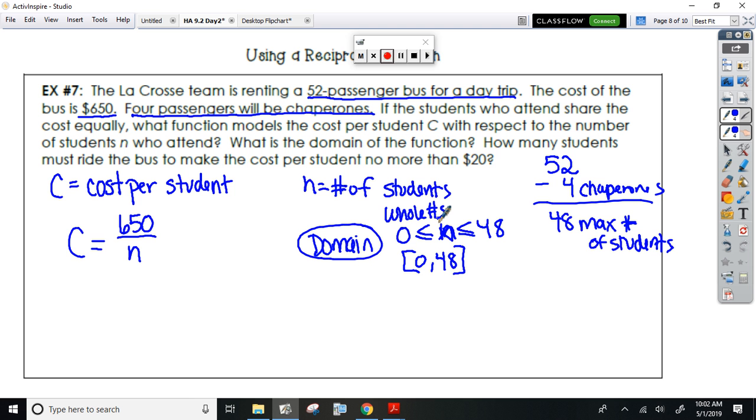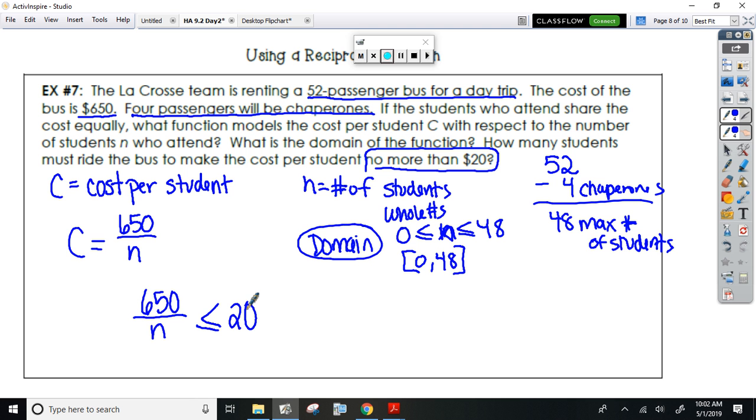How many students must ride the bus to make the cost per student no more than $20? So instead of an equation, with the words no more than, we're going to have to use an inequality. So we're going to take this and modify it. How many students is what we're looking for. What inequality would we use for no more than? Greater than, less than, greater than or equal to, less than or equal to. No more than. At the very most, $20. Less than or equal to. At the most, $20. So less than or equal to 20.